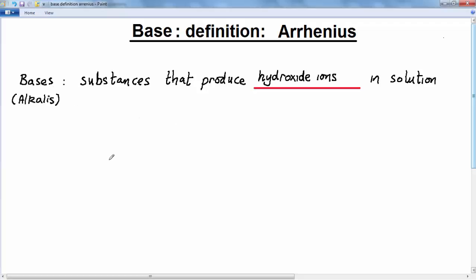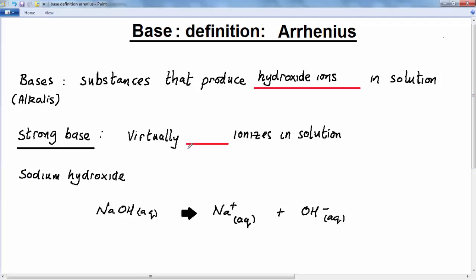So as with acids, we need to ask ourselves, what do we mean by a strong base? What do we mean by a weak base? So first of all, a strong base. A strong base is a substance which will virtually 100% ionize in solution. An example of that is sodium hydroxide. If we get some crystalline sodium hydroxide and we dissolve it in water, then it will 100% ionize. Let's say 100% of the hydroxide ions in the crystal will go into aqueous solution. So you get 100% ionization.